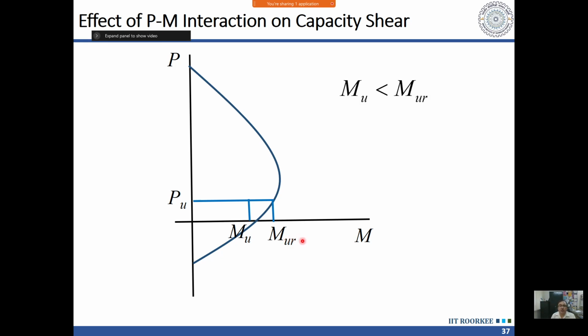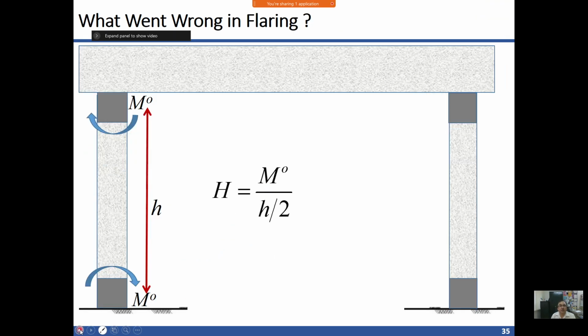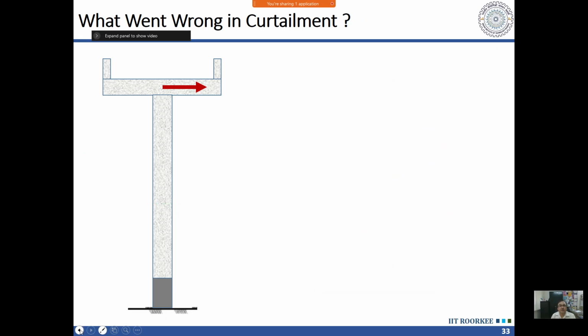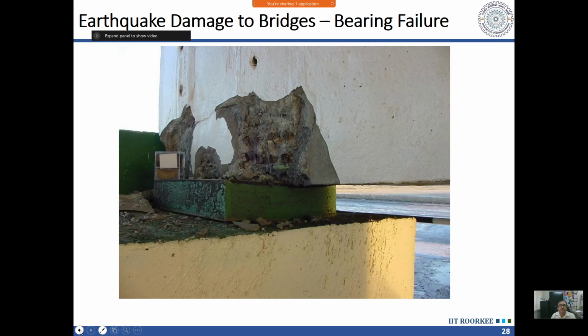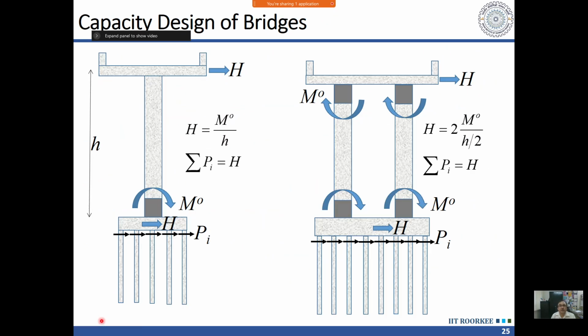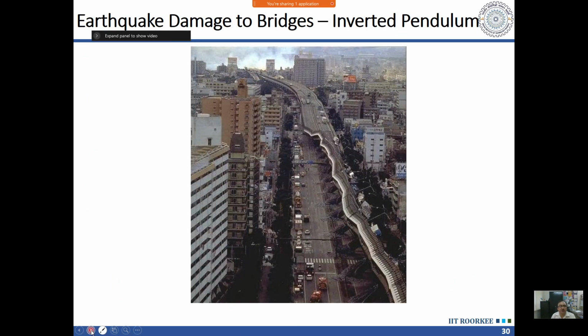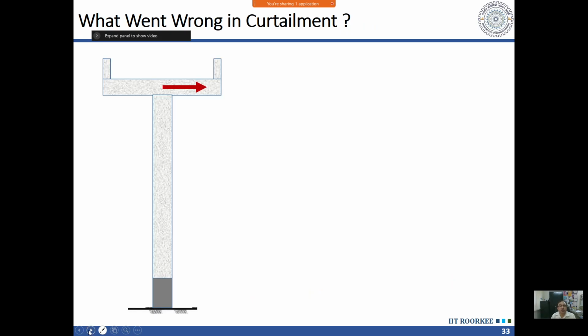Now what will happen during earthquake? During earthquake, the moment will increase, but not only the moment will increase, the axial force will also increase, especially in the case of framed piers. So if I have this type of pier, a framed pier, when the earthquake force is increasing, it is not only increasing the moment. Due to the overturning, the axial force is also increasing, and when the axial force is increasing, what will happen to the moment capacity here?